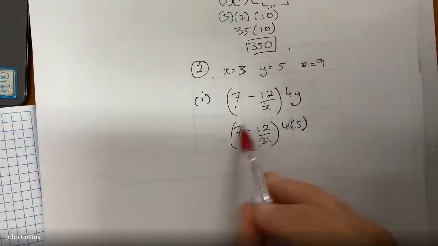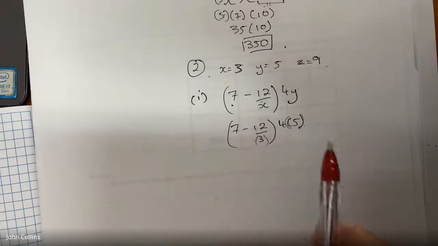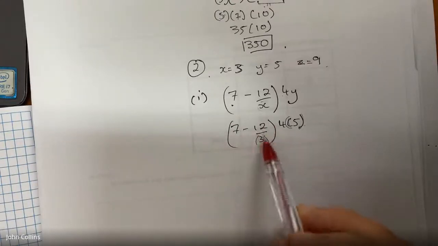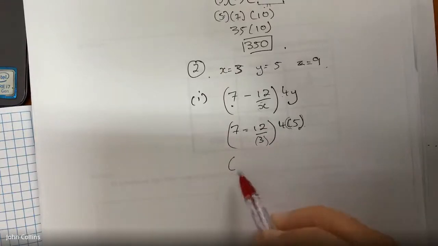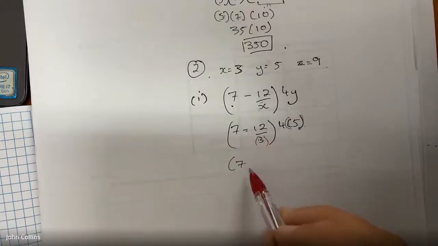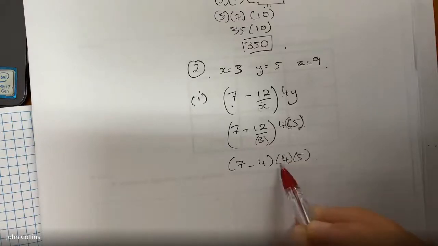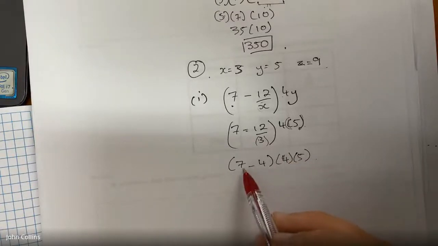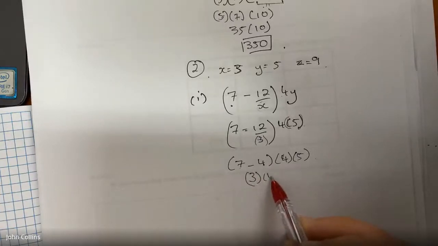I've got to fix this in brackets. So it's 7, take away something. If this is division, it's got to be done before I do any subtraction, order of operations. So I've got to do 7, and 12 divided by 3 is 4. I still have 4 times 5 outside the bracket. I'll deal with that in a second. 7 take away 4 inside the bracket gives 3 times 4 times 5.